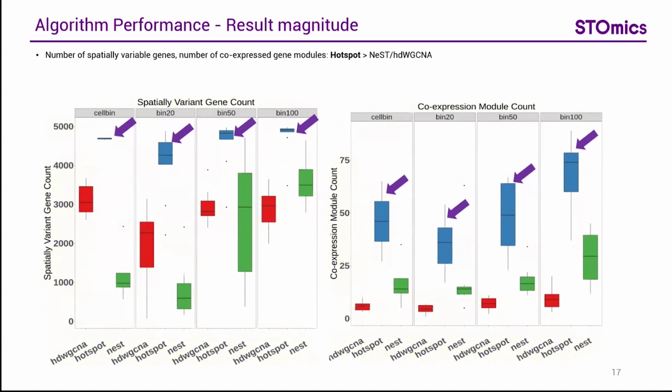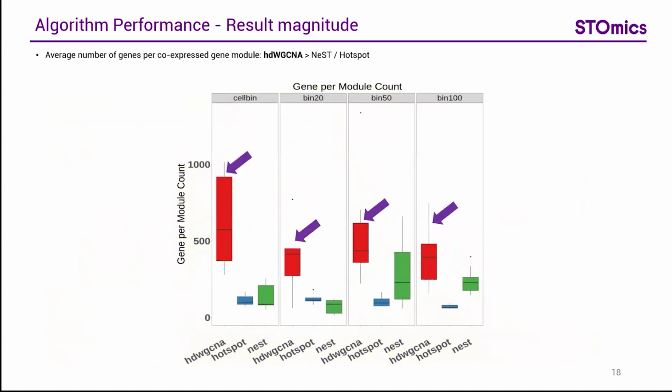First, regarding the magnitude of spatial gene co-expression results, we found that the Hotspot algorithm, the blue boxes in the graph, can detect more spatially variable genes and co-expressed gene modules than the other 2 algorithms. The HDWGCNA algorithm, the red box, finds more genes in each gene module. Specifically, the high-dimensional WGCNA algorithm may contain 8 to 12 gene modules, but each gene module may include approximately 300 to 600 genes.